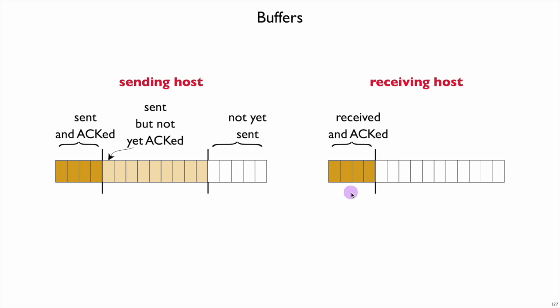The receiving side similarly has some packets that it's received and acknowledged. So these packets are, in a real sense, done. Maybe they still need to be delivered to the application layer, but they're done as far as the transport layer is concerned in its communication. And then there's going to be some packets that it hasn't received yet or that it hasn't acknowledged yet. There's a word for this boundary between the dark beige and light beige, between the ACKed and not yet ACKed packets. On the sending side, that's called the send base, and on the receiving side, it's the receive base.